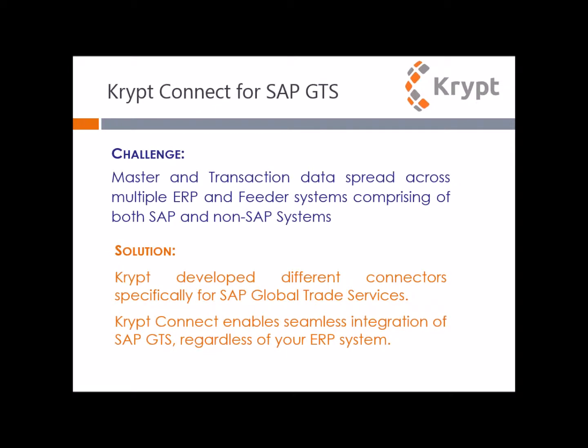Krypt Connect was built to address an all-too-common problem. Businesses find their master and transaction data spread across multiple ERP and feeder systems comprising both SAP and non-SAP systems, either as a result of mergers or acquisitions or as a result of obsolete and unsupported legacy systems. To address this challenge, Krypt developed different connectors specifically for SAP Global Trade Services.